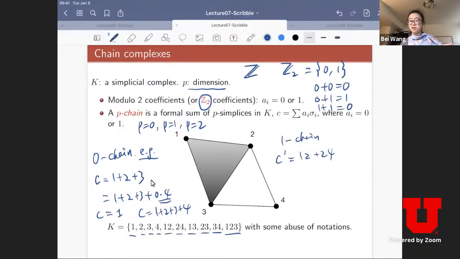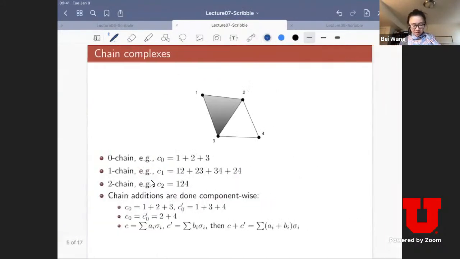It's just a linear combination. Literally thinking about this as algebraic operations. Okay, so that is what we call a 0 chain, 1 chain, and of course, 2 chain. What is a 2 chain? A 2 chain is 1, 2, 3, a linear combination of all the triangles. I have 1 triangle, so I can have 1 times this triangle. That's it. Again, feel free to interrupt me.